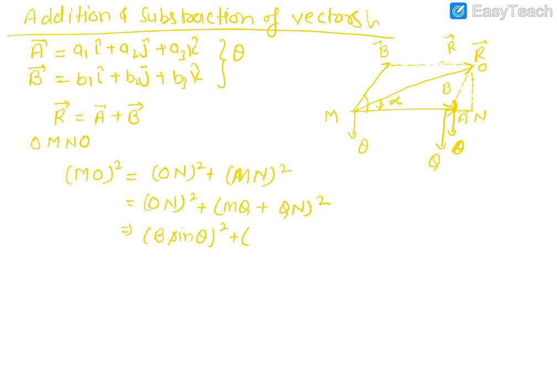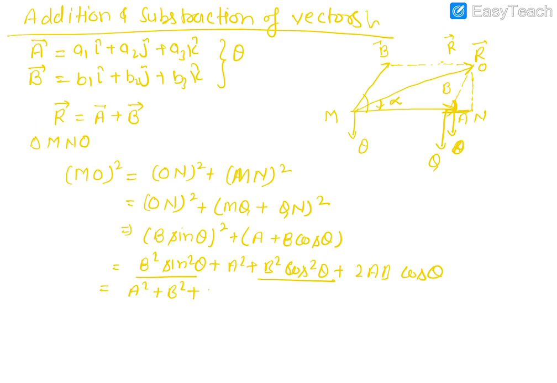plus what is mq? mq is basically a plus qn. What is qn? qn is b cos theta, right? So it will go like b square sin square theta plus a square plus b square cos square theta plus 2ab cos theta, right? This one and this one give us 1, since you can take b square common, so a square plus b square plus 2ab cos theta, right? So this is your r square.